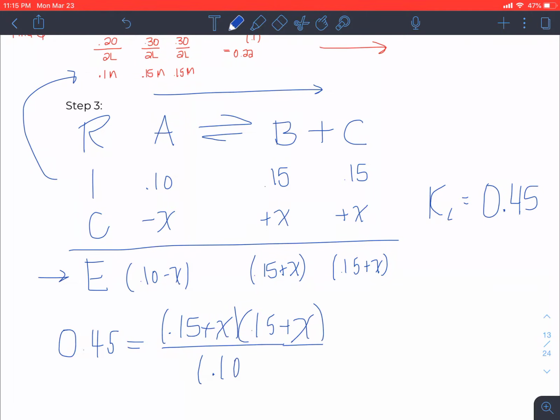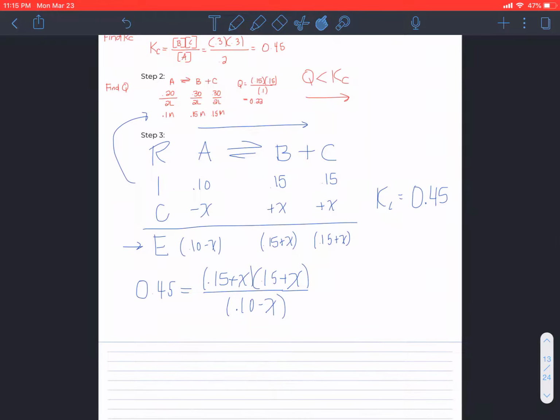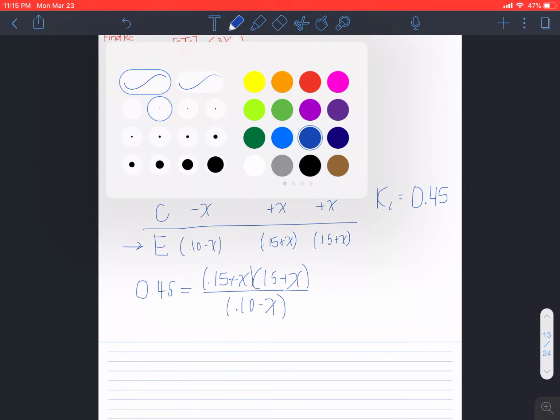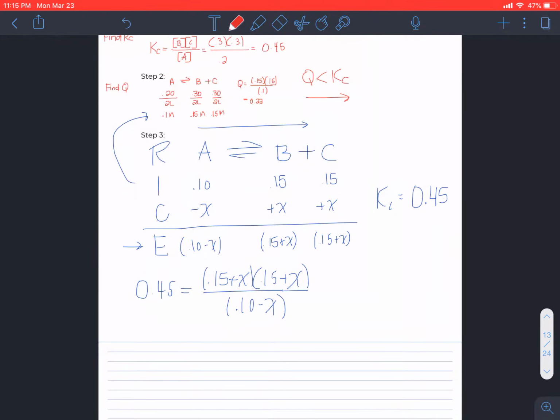Now, unlike the other ones that we've done to this point, when I solve for x here, this does not give me a perfect square. So we unfortunately can't take the square root of both sides. If you look very closely at this type of problem and we solve algebraically, we're going to end up using the quadratic formula because of this top portion.